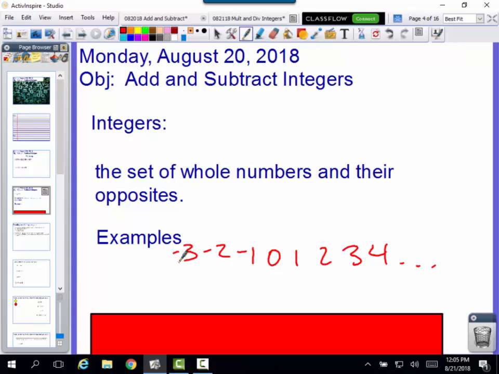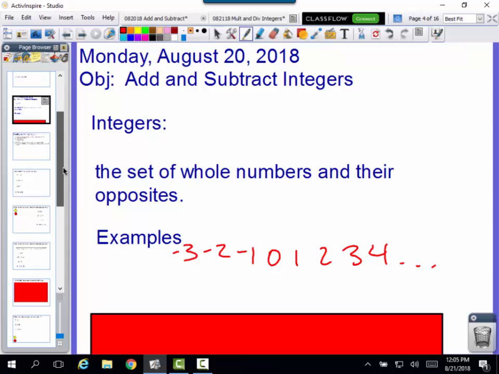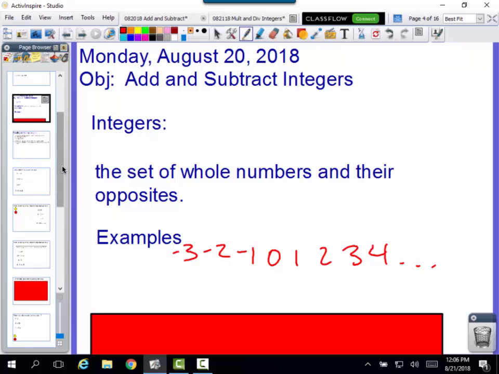going the other direction. As the numbers move to the right on a number line, they're always increasing. As the numbers move to the left, they're always decreasing all the way into the negatives. And that's going to be our set of integers, the set of whole numbers and their opposites. Today we're going to eventually get to adding and subtracting.